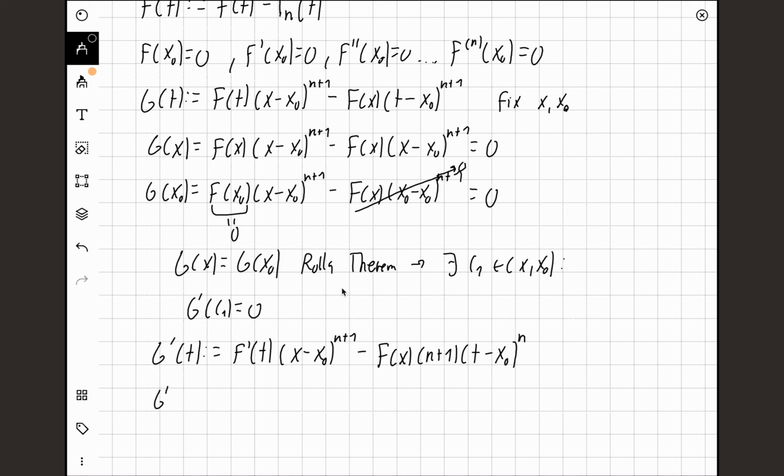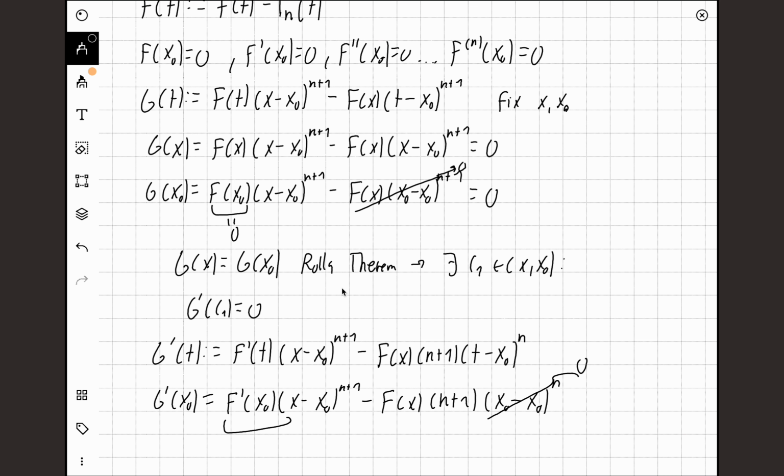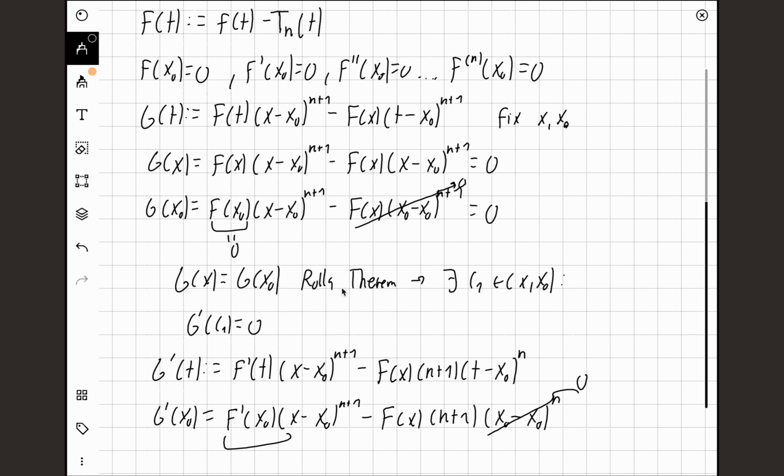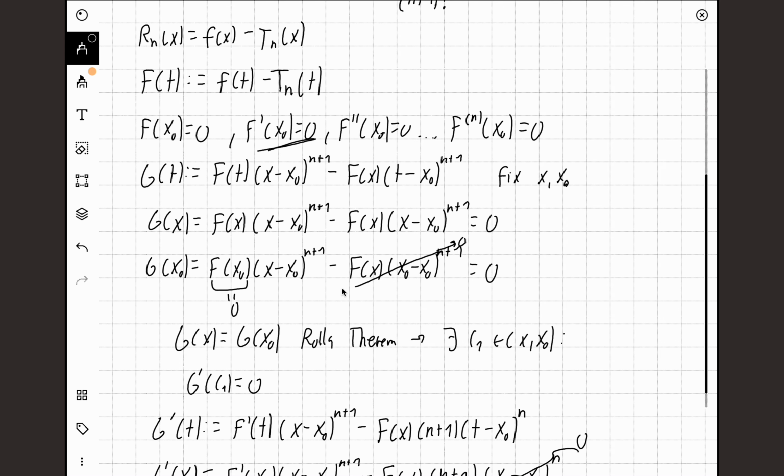So first of all, I'm just going to write the derivative of g at x0. Well, that equals f at x0 times (x minus x0)^(n+1) minus f of x times n plus 1 times (x0 minus x0). Again, t becomes x0, to the power of n. Again, this, boom, this x0 minus x0, that goes to 0. And this over here, with our information of capital F, we know that f at the point x0 also equals 0, because that's how the Taylor series is defined.